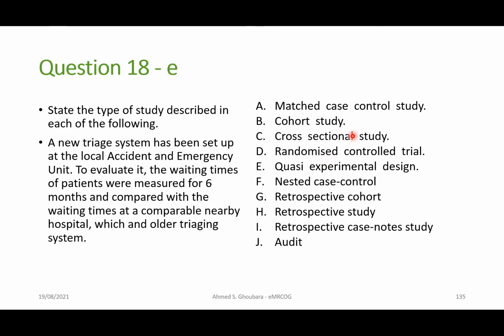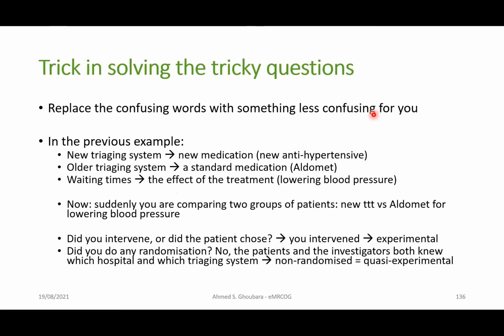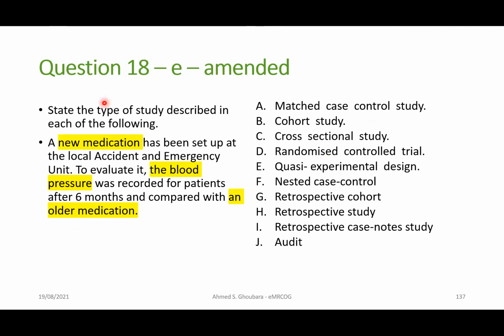Simply put, I'll repeat the question one more time, but in other terms. So the trick: if you're confused, you can replace some words like this. This is the same question, but with amended words. A new medication instead of a new triaging system has been set up at the local accident emergency department. The blood pressure, for example, instead of the waiting time, was recorded for the patients over the past 6 months and compared with an older medication. How about that? I think it's much clearer now, right?